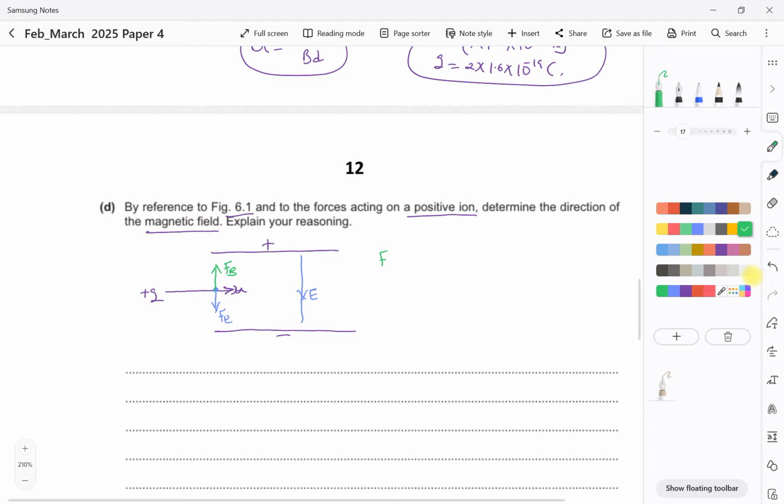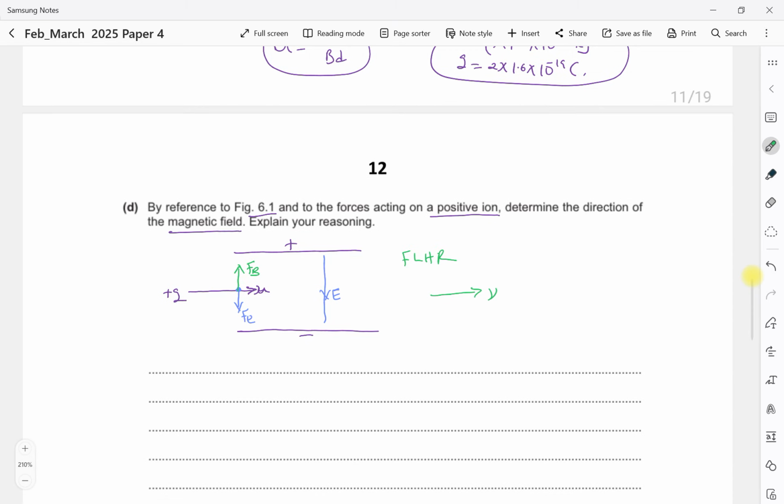So by Fleming's left hand rule, I said make the first finger point in the direction of the positively charged ions, and make the second finger point, this is the second finger, and make the thumb point towards the top of the page. So this is the thumb. And if you do that, you notice that the first finger will be pointing into the page.